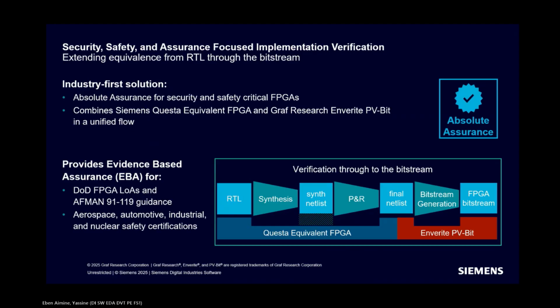That's Questa Equivalent FPGA. As the name suggests, it's giving you assurance that two versions of the FPGA at different stages are exactly functionally the same. And then the NVRETI PV bit provides a way of checking that the bitstream that you got does indeed implement the devices that are present in the netlist.